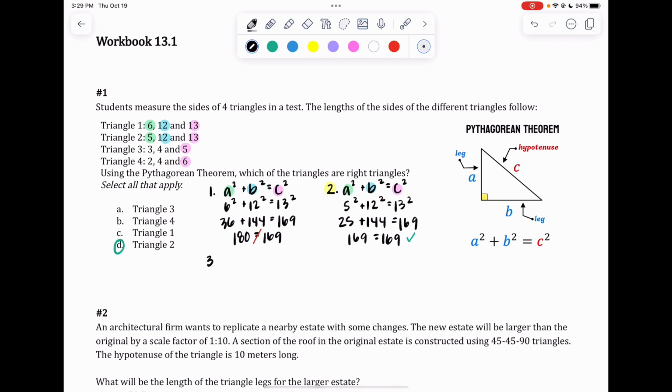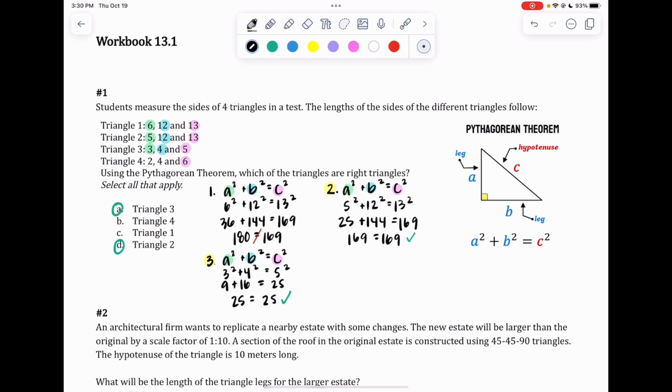And then we'll check triangle 3. For triangle 3, we have a leg that's 3, a leg of 4, and the hypotenuse is 5. So it'd be 3 squared plus 4 squared equals 5 squared. 3 squared is 9, plus 4 squared is 16, equals 5 squared is 25. And then 9 plus 16 is 25. And then we have 25 equals 25, so that one does satisfy Pythagorean's theorem. So triangle number 3 would also be a right triangle.